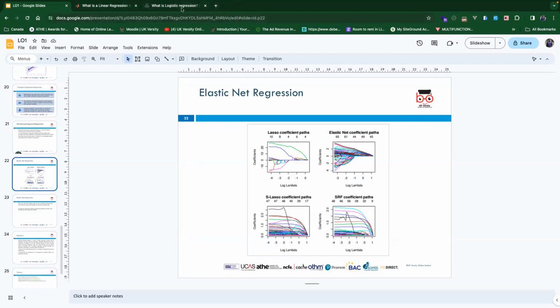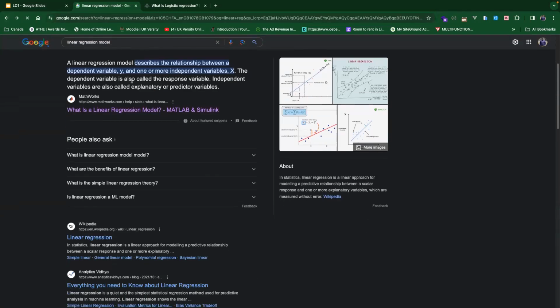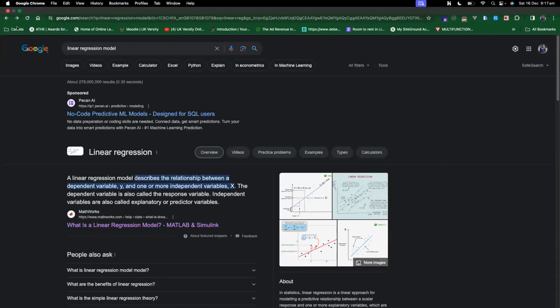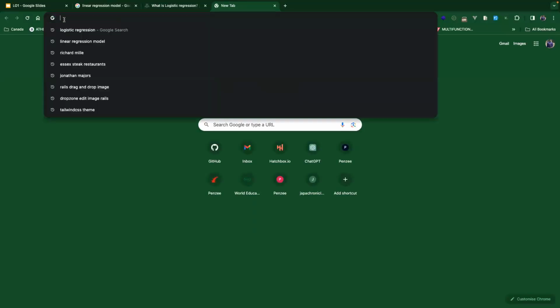If you have any question, if you have any worry about what we've spoken about today, you can obviously Google it to know more about it. Take, for example, the elastic net.